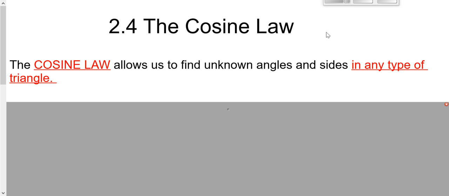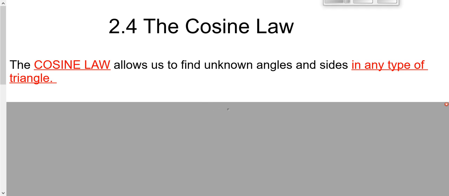Okay, so this is the last topic in the trig unit, which is called the cosine law. This time I'm not going to derive anything, and you don't have to know where the formula comes from. You just need to know how to use it. That's all you need.